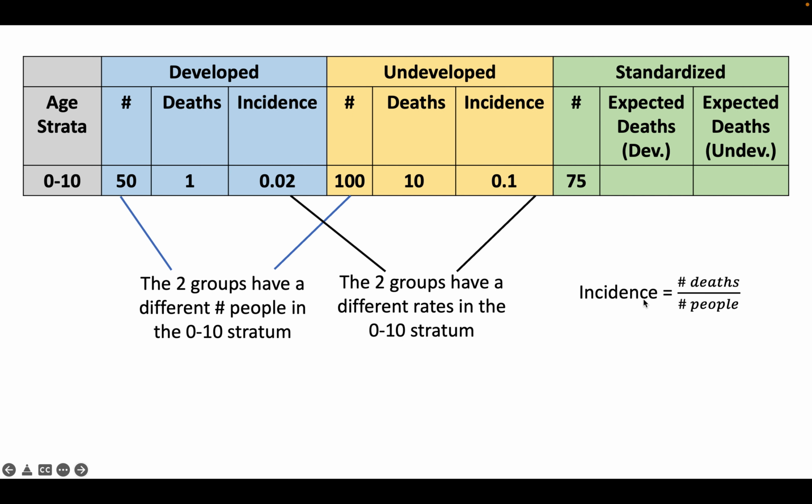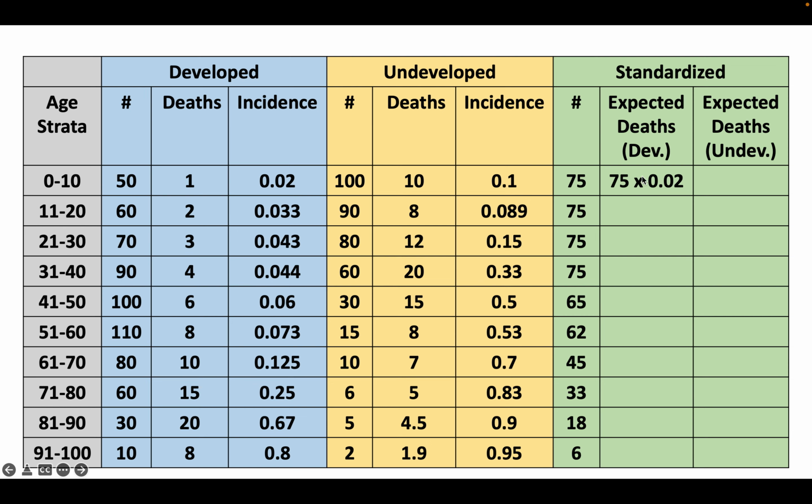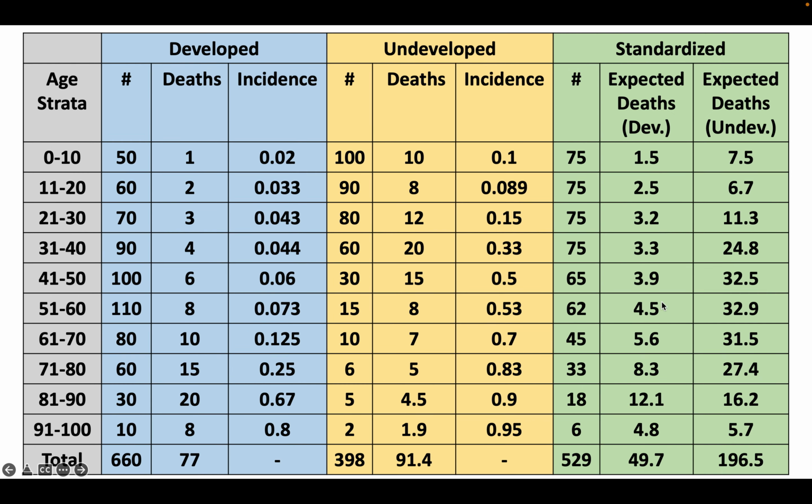So the incidence is number of deaths over number of people. So if the incidence is 0.02, we can figure out how many deaths there should be if there are 75 people. That's how we get the expected number of deaths for the 0 to 10 age stratum in the developed country. So we get 1.5. And we do the same thing for the undeveloped country. It has a rate of 0.1 in this stratum. So if we have 75 people, how many deaths do we expect? We get 7.5. And basically, we can do that all the way through and get numbers here.